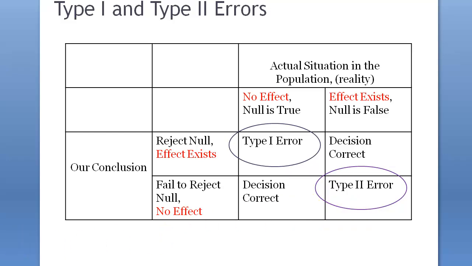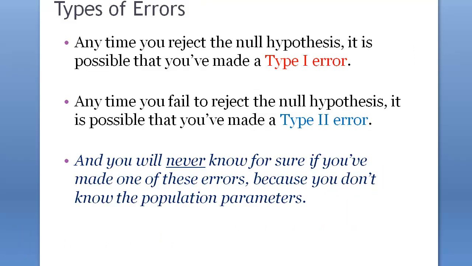So anytime you reject the null hypothesis, it is possible that you've made a type 1 error. Anytime you fail to reject the null hypothesis, it is possible that you made a type 2 error. And you would never know for sure if you made one of these errors because you don't know the population parameters. And that's something you need to acknowledge.